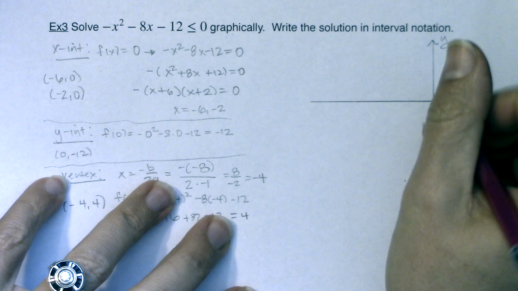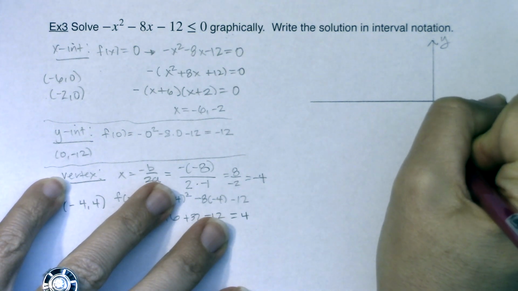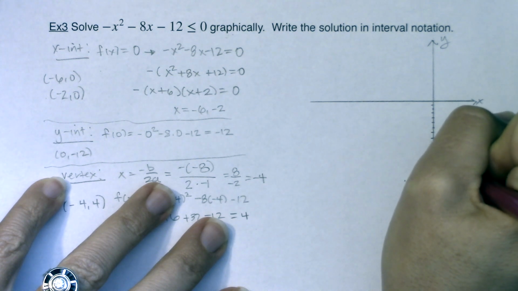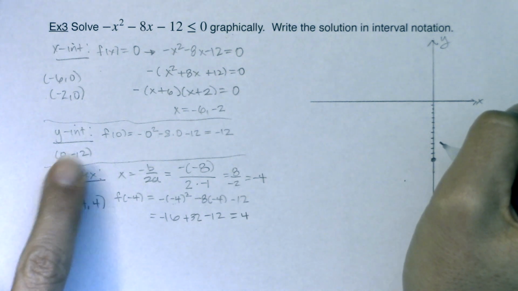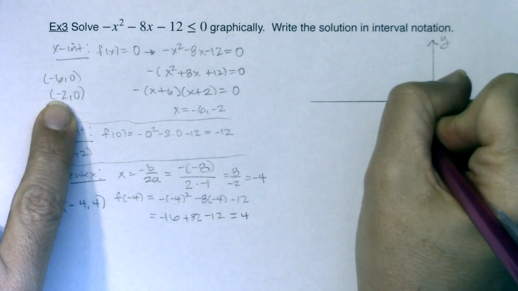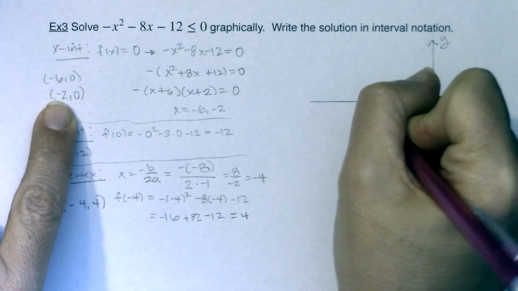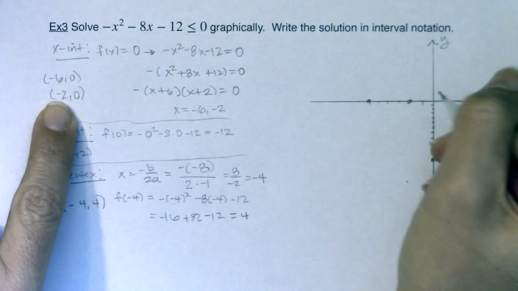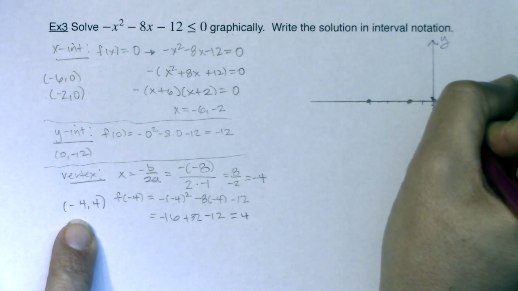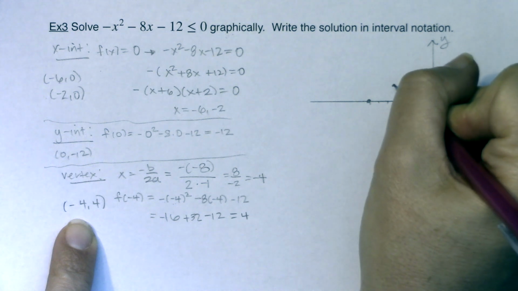So what do we got? 1, 2, 3, 4, 5, 6, 7, 8, 9, 10, 11, 12. I'll put my y-intercept there. I've got to go out 1, 2, 3, 4, 5, 6. So there's -6, and then I had another x-intercept at -2, and then my vertex was -4. Oh, all the way up here. So 1, 2, 3, 4, -4, 4.